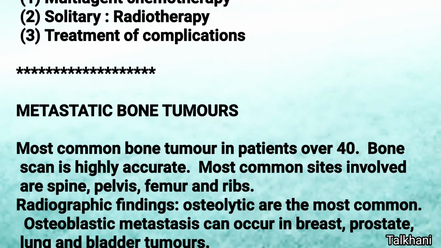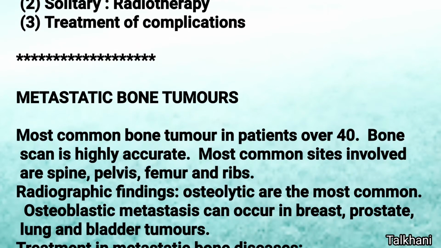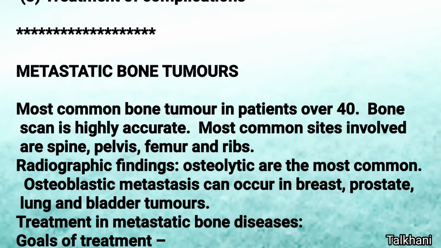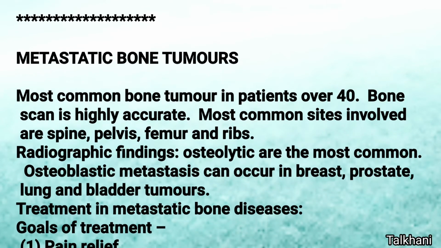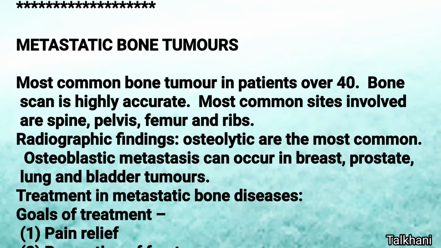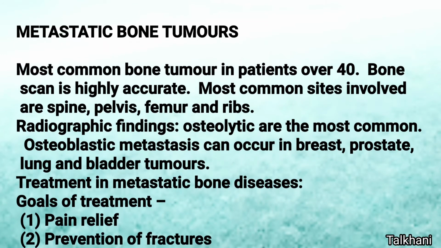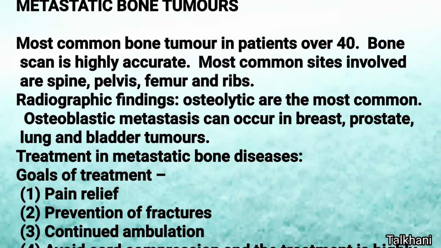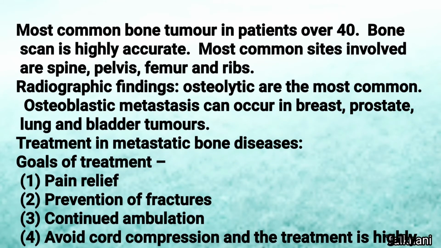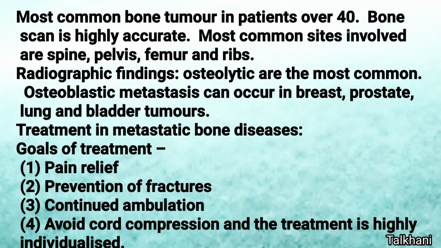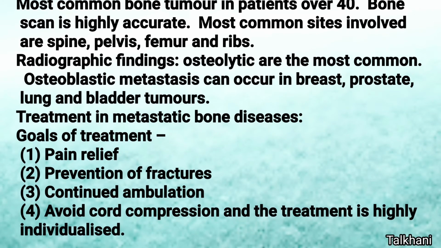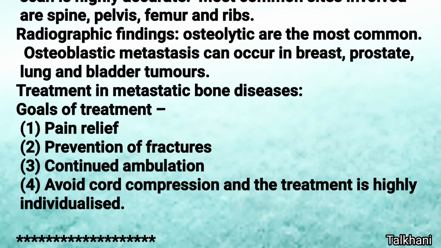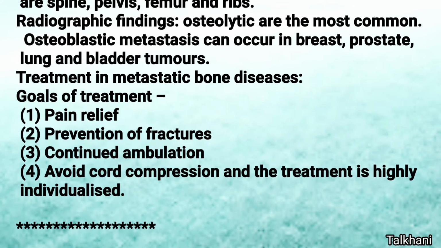Metastatic bone tumors. Metastasis is the most common bone tumor in patients over 40. Bone scan is highly accurate in detecting distant lesions. Most common sites of involvement are spine, pelvis, femur, and ribs. Metastasis can be osteolytic or osteoblastic. Osteolytic are the more common. Osteoblastic metastasis can occur in breast, prostate, lung, and bladder tumors.